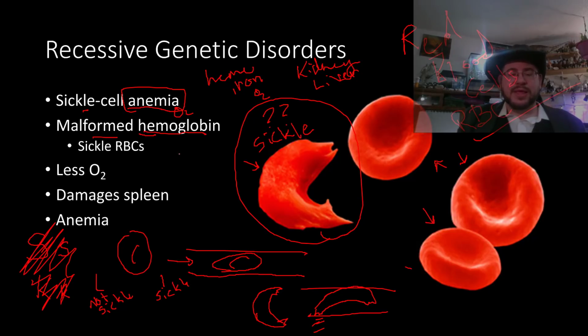Right? So most people, not most people, but if you are a white person living in America, you are likely homozygous dominant. The probability is high that you are homozygous dominant. Then you have the people who are heterozygous, and they are carriers. And then you have people who are homozygous recessive, and they are full-blown sickle cell anemics. And it is not great.